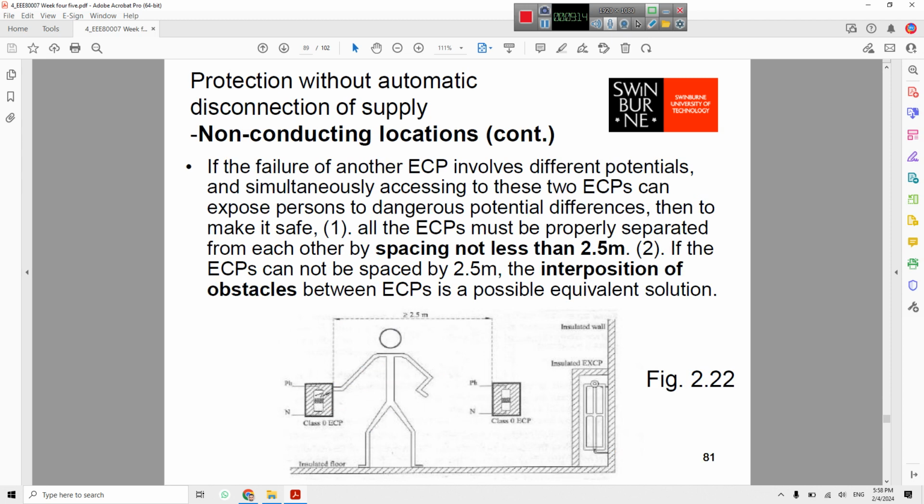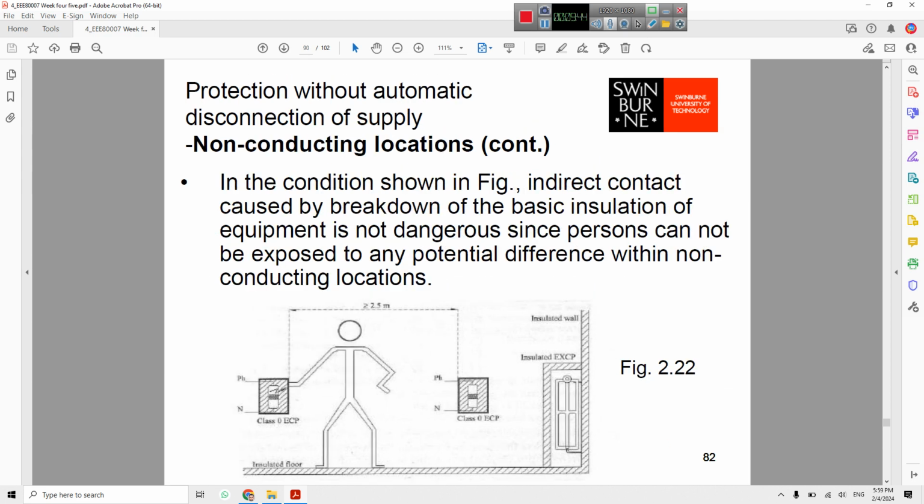The ECP must be properly separated from each other by spacing not less than 2.5 meter. If the ECP cannot be separated by this distance of 2.5, the interposition of obstacles between ECPs should be considered. So if this distance cannot be considered, you as engineer and the safety rules have to put some obstacles between these two.